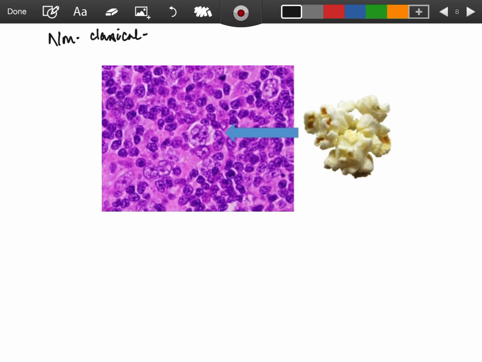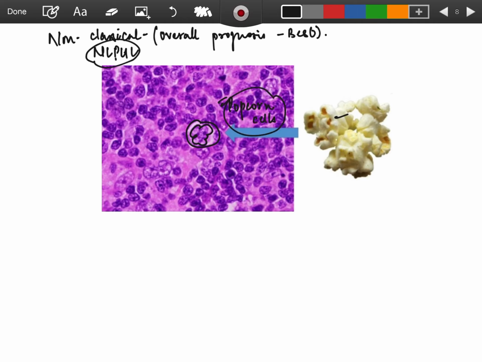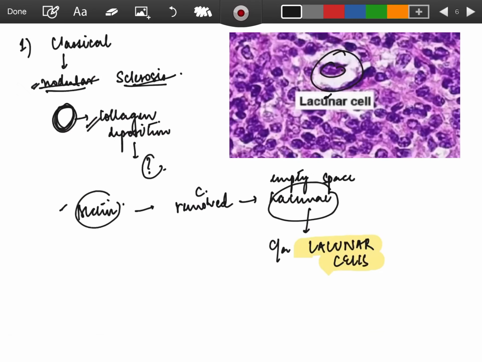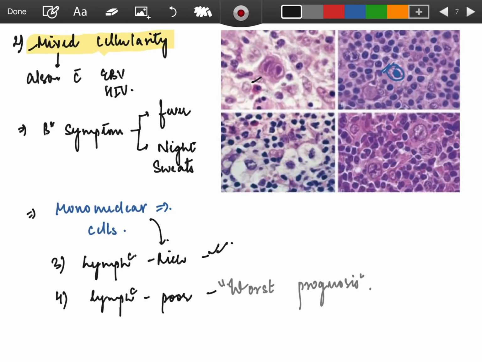And coming to the non-classical variety of Hodgkin lymphoma. Overall it has the best prognosis. In the histopath picture of non-classical Hodgkin lymphoma, we characteristically see the cell called popcorn cells. Why popcorn cells? Because its nucleus is multi-lobed, and having many lobes, it looks like the kernel of popcorn. So that's why it is called popcorn cells. So this was all about the histopath picture of all varieties of Hodgkin lymphoma.